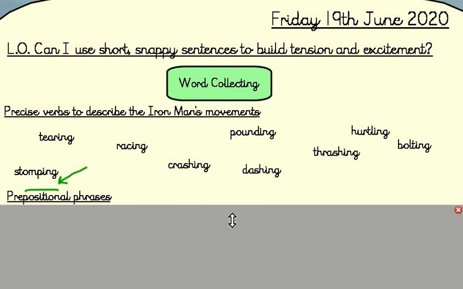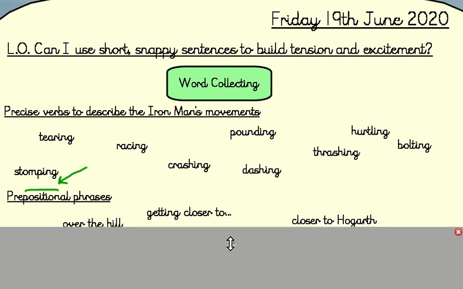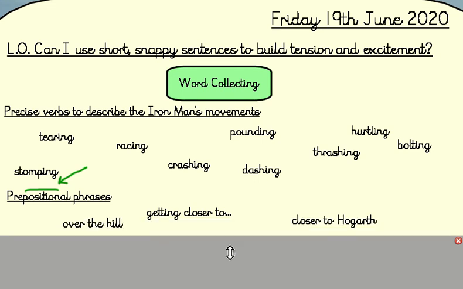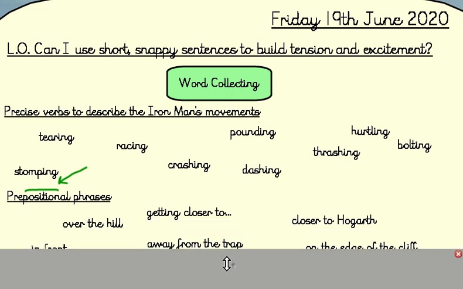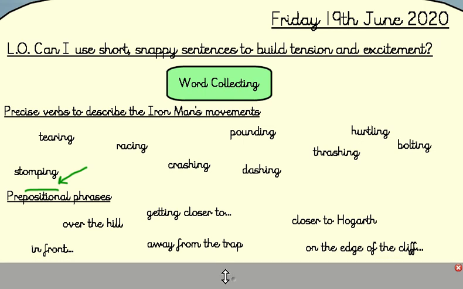I'll give you a couple of examples and then I'd like you to pause the video and see if you can come up with your own. So I've got getting closer to, okay, over the hill, closer to Hogarth, away from the trap, on the edge of the cliff, in front. Have a go at some of your own. Can you add to my list?